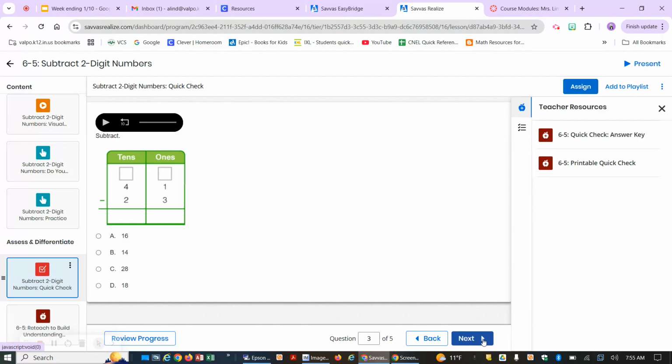Okay, this one, straight subtraction just like out of our math book, 41 minus 23. Pay attention to your regrouping. Remember that when you add 10 ones to 1, it becomes an 11.